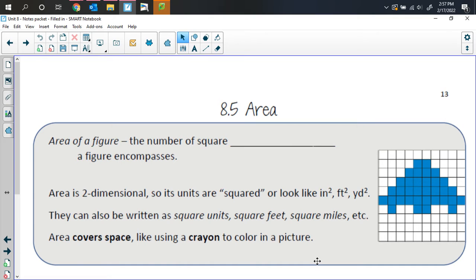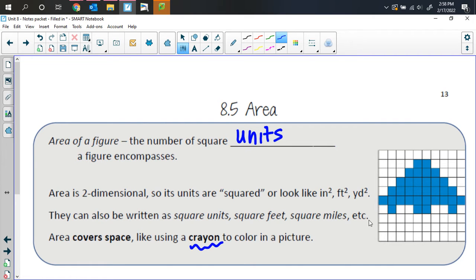We were talking about area, and area, when we discuss it, is the number of square units that a figure is going to encompass. So area is a two-dimensional thing. So its units are actually squared, or they look like inches squared, feet squared, yards squared. When we say it, though, we actually read the word square first. So we write them out as square units, square feet, square miles. Area covers in a space, so it's kind of like using a crayon if you're going to be coloring in a picture. If you remember from earlier, we talked about perimeters being like the Sharpie outline, but area is coloring it in.